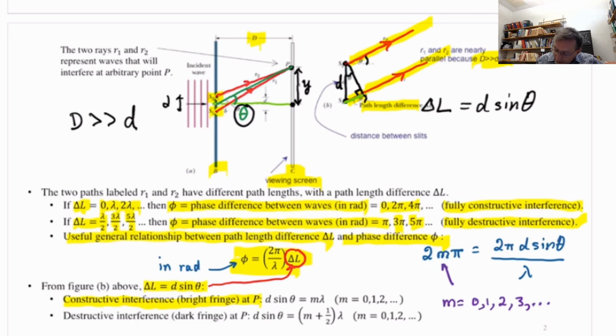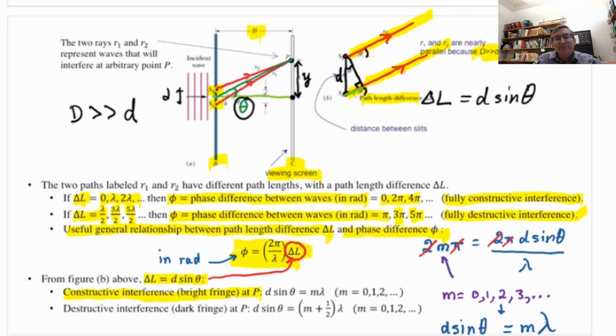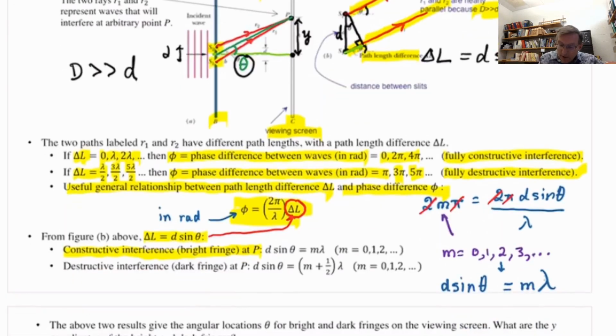And actually you can cancel the pi's on each side and the 2's on each side, and then you can rearrange that formula and express it like this. Little d sine theta must equal m times lambda. Let me bring that so that's more in view. And you have this cute little formula for locating a bright fringe. Little d sine theta must be an integer times the wavelength. If that's true at point P, it'll be at the center of a bright fringe.